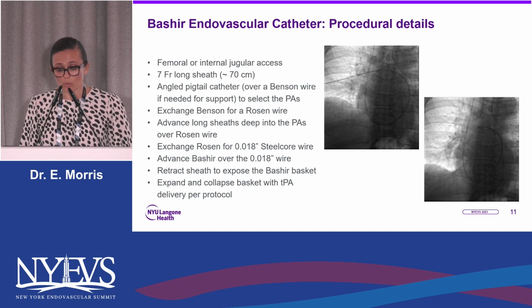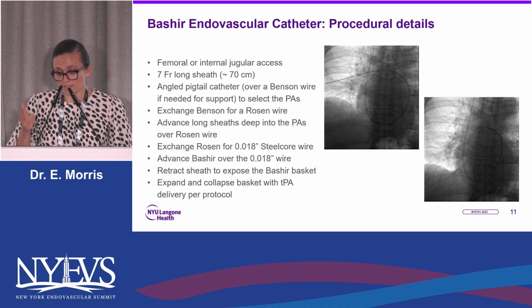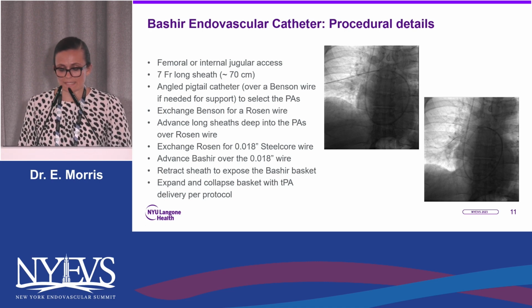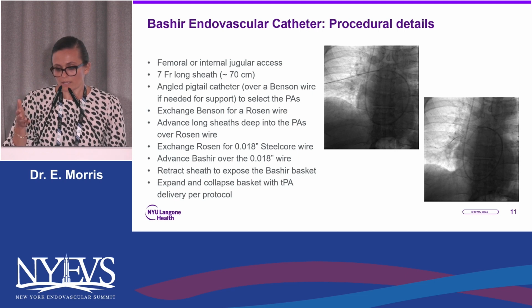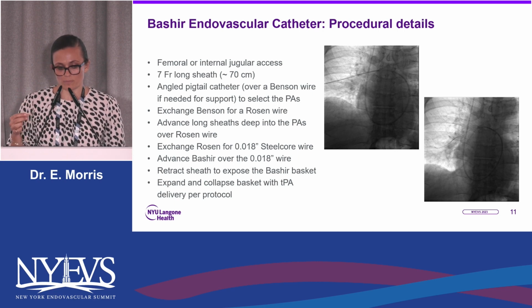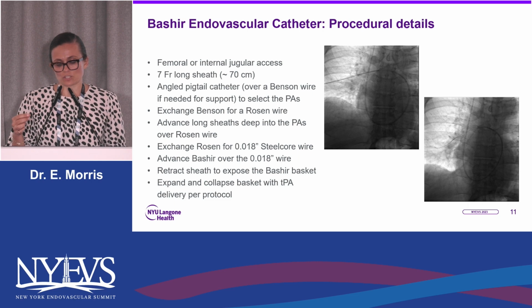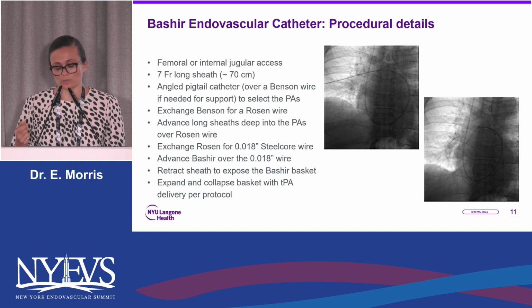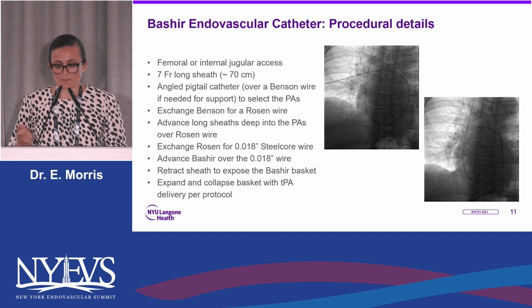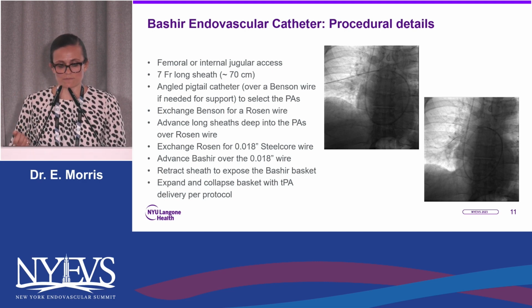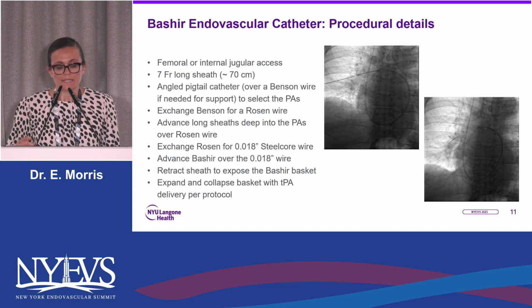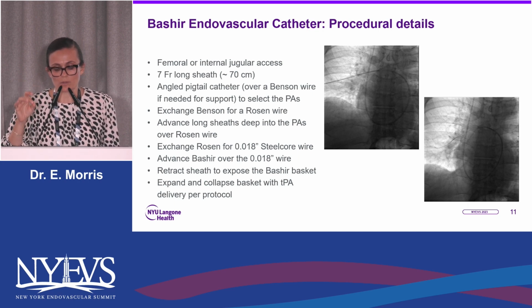So this is an image of an IJ approach. And what you can see here is we've got a long sheath deep into the pulmonary arteries. And so, you place the sheath in the usual fashion, get your angled pig. That's what I like to use. Sometimes you'll need a Benson wire for additional stiffness to select the PAs. You get the Benson out, Rosen wire in, and advance the sheaths very deep into the pulmonary arteries.